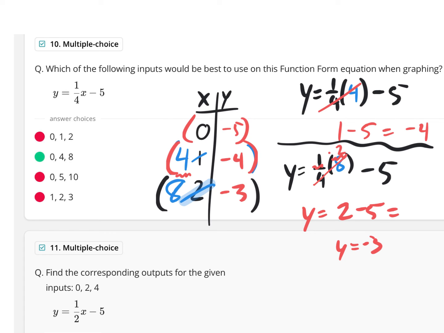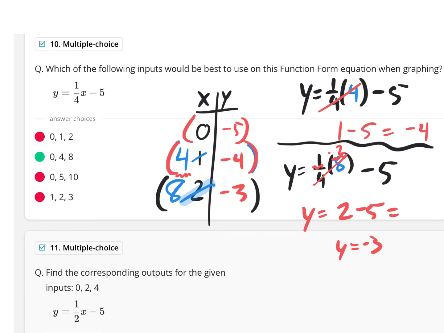So as you could see, plugging in 0, 4, and 8 is the best option. You don't want to do 0, 1, and 2 because you end up with fractions. You don't want to do 0, 5, and 10. You don't want to do 1, 2, and 3. 0, 4, and 8. Another good one would be 0, 4, and -4 because you could plug in that denominator but negative, and that'll also eliminate it, but it'll just change the sign.